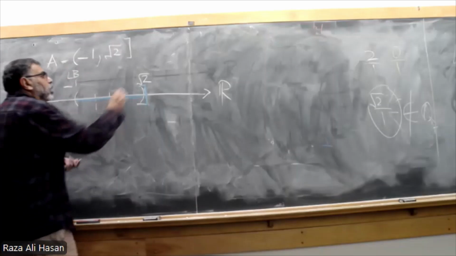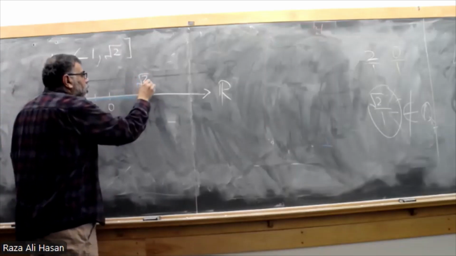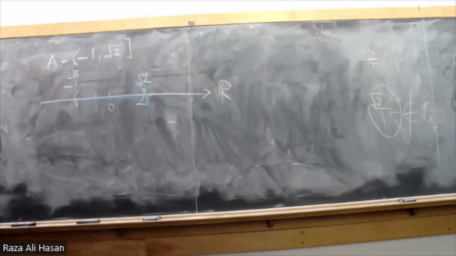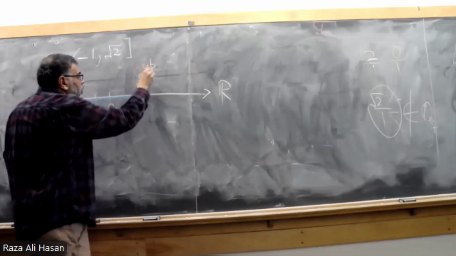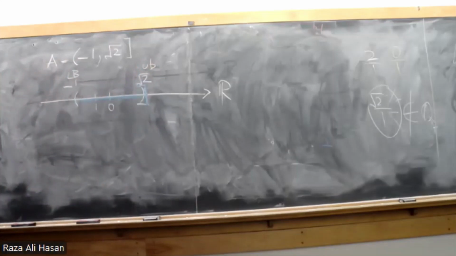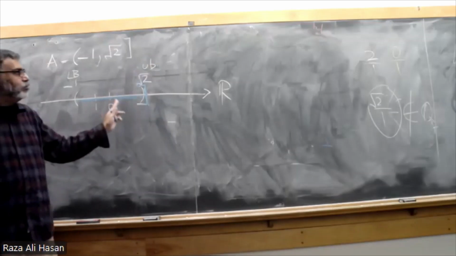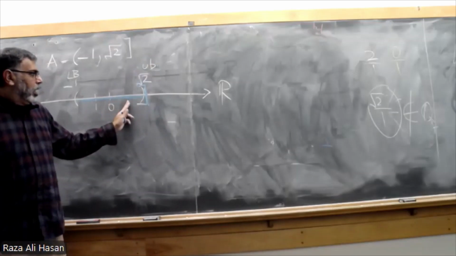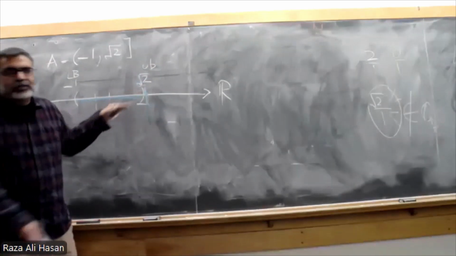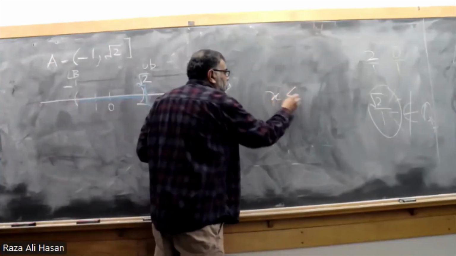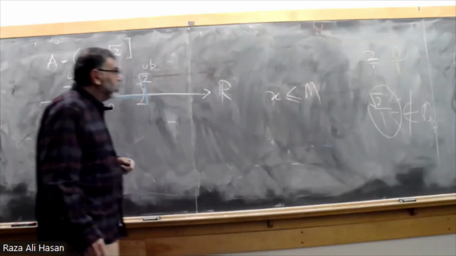Is square root of 2 in the set? Right, very good. It is an upper bound. Is it the least upper bound? Is it the leftmost upper bound? Why? Because any number to the left of it will be smaller than square root of 2. Remember the definition? Square root of 2 is our m.